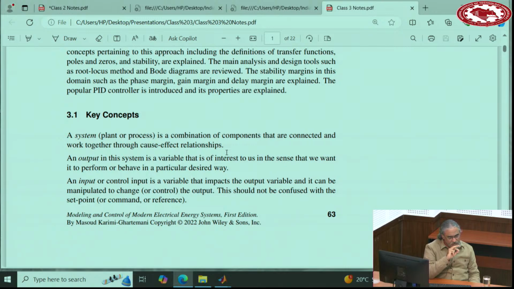Input is the variable that you use to control. In all the models that we derived for the controllers, it is M, the modulation index. So by changing M, we can control.